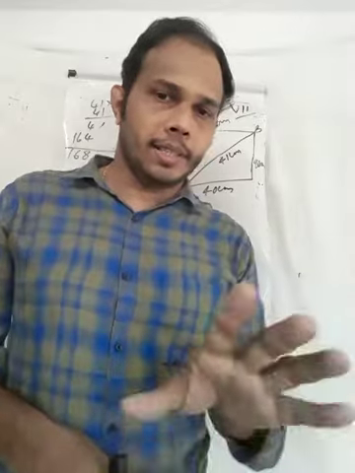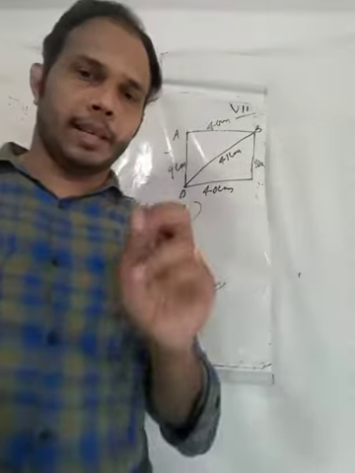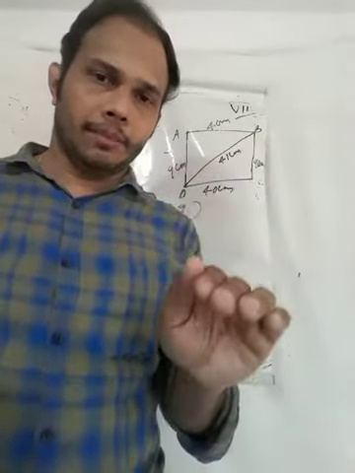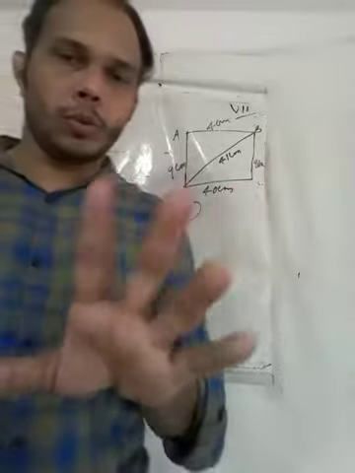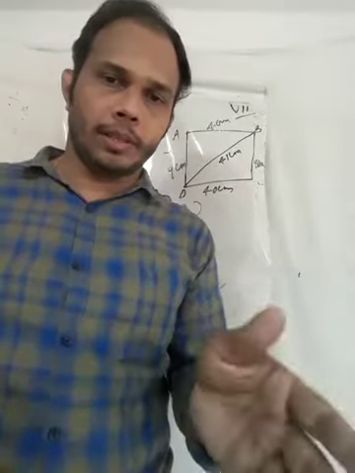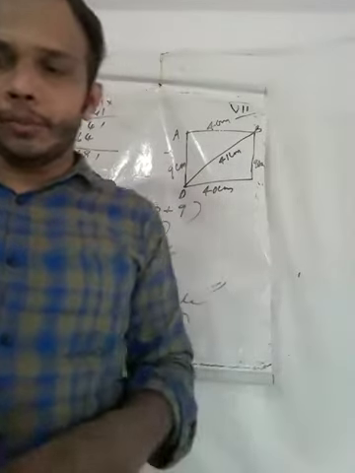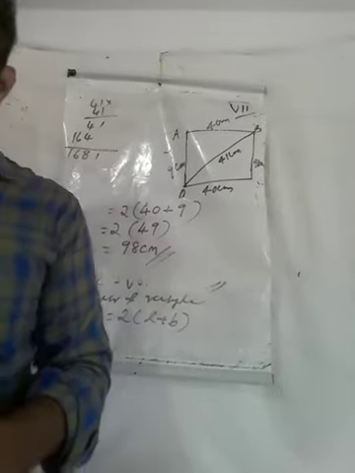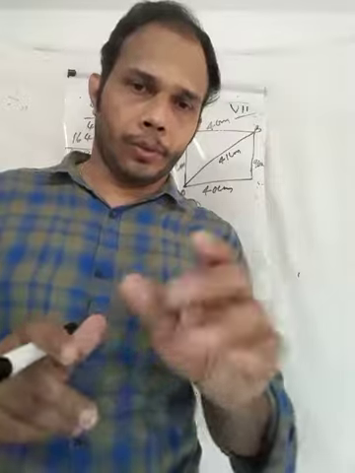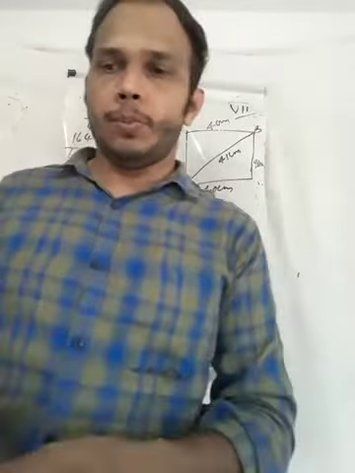We divided this into two triangles, because the diagonal is given. We drew the diagonal because we got two congruent triangles. So using the Pythagoras theorem we got the other side also. Then we applied the formula for finding the perimeter, 2 into L plus B, that we applied.